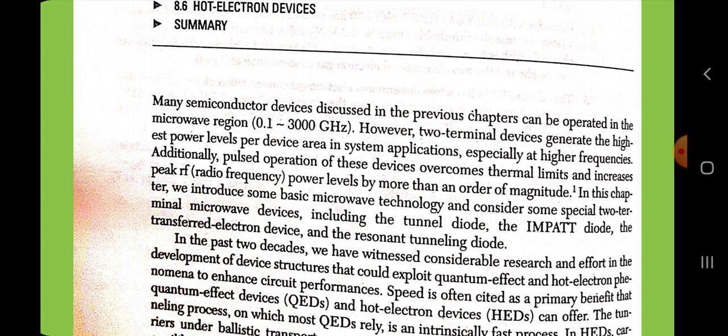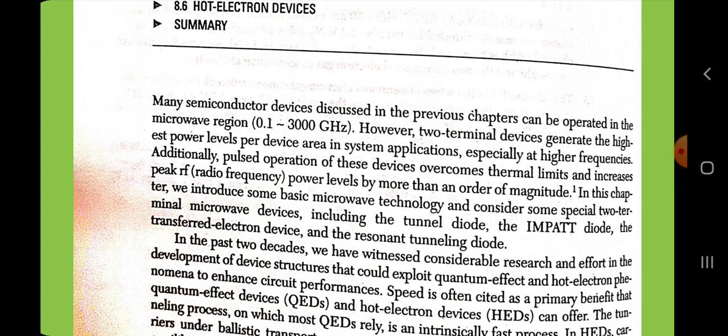However, a more significant advantage of QEDs and HEDs is their higher functionality. These devices can perform relatively complex circuit functions with greatly reduced device count, replacing large numbers of transistors or passive circuit components. The basic device structures and operating principles of QEDs and HEDs are discussed later on.